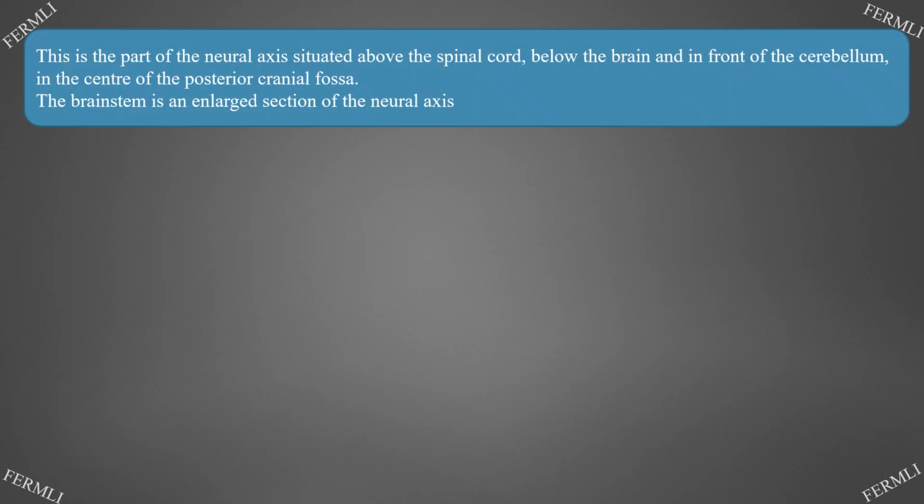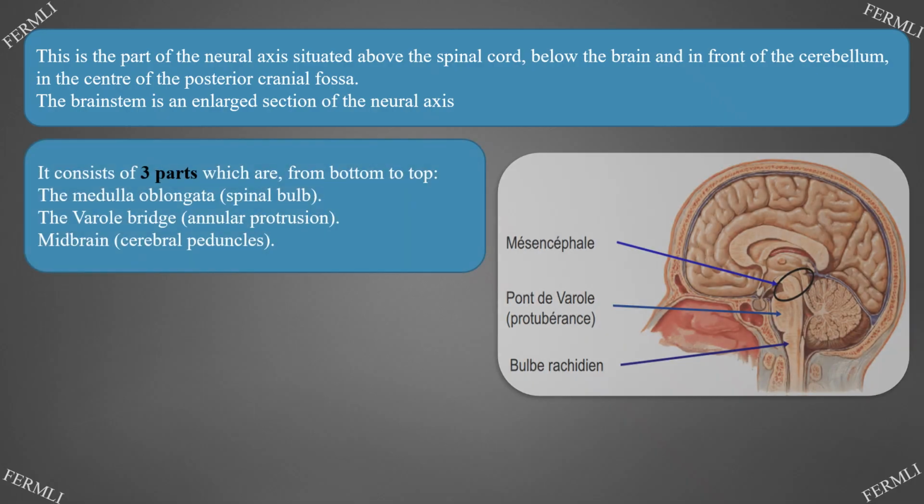The brainstem. This is the part of the neural axis situated above the spinal cord, below the brain and in front of the cerebellum, in the center of the posterior cranial fossa. The brainstem is an enlarged section of the neural axis. It consists of three parts which are, from bottom to top: the medulla oblongata, the spinal bulb; the pons, or annular protrusion; and the midbrain, the cerebral peduncles.